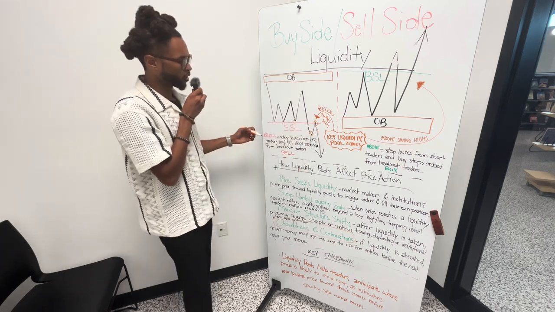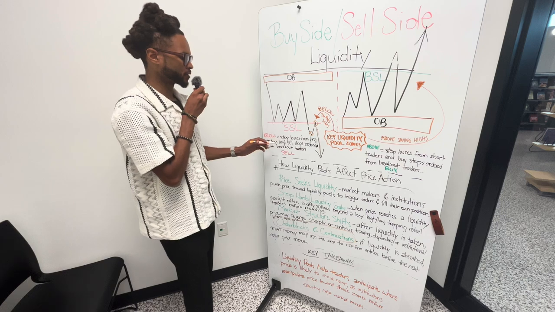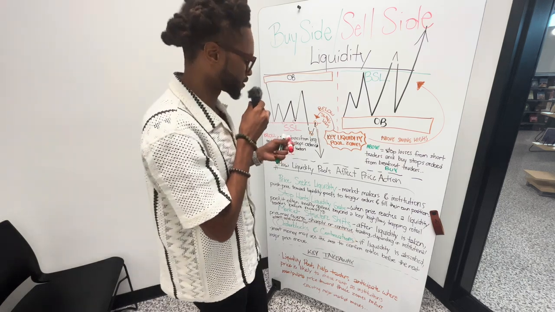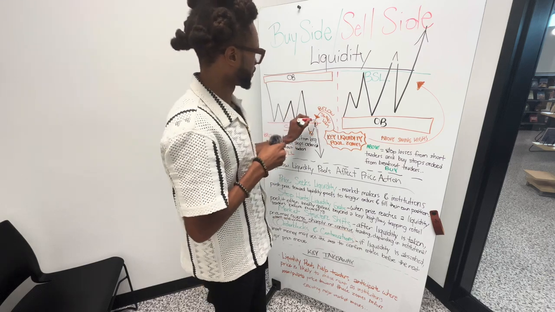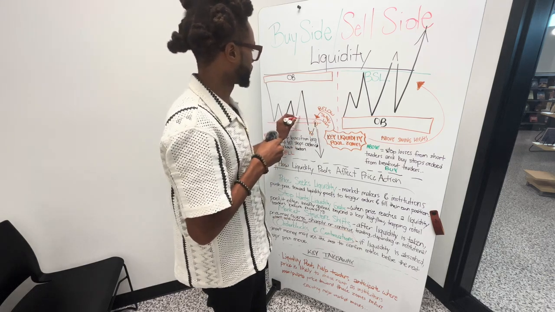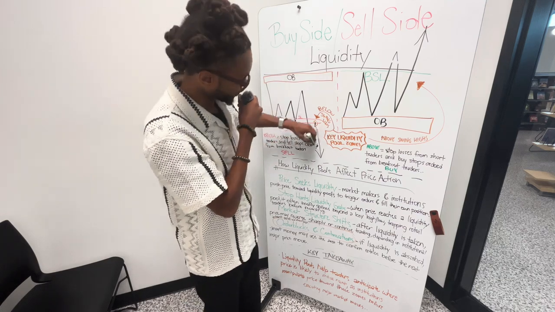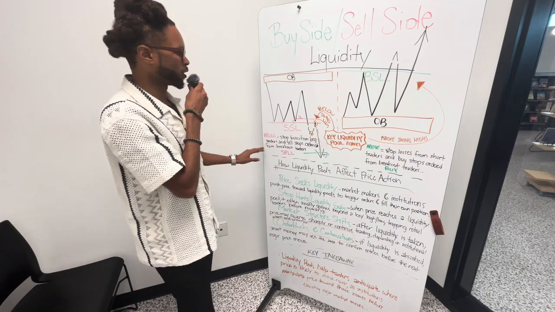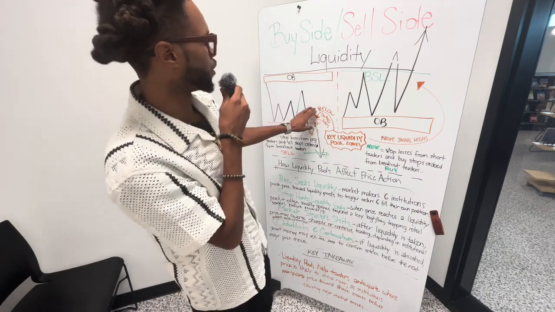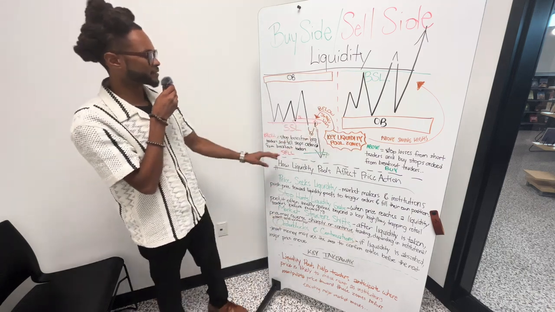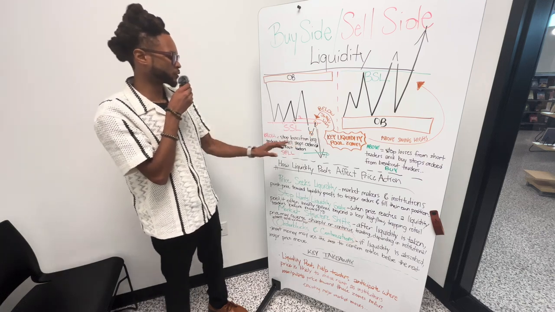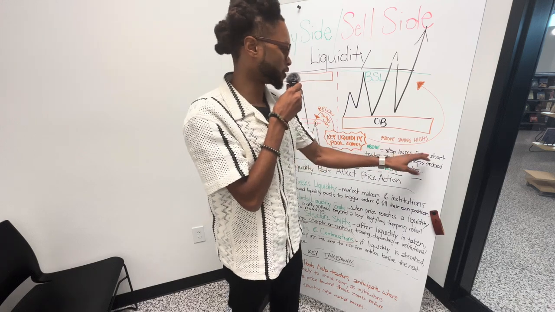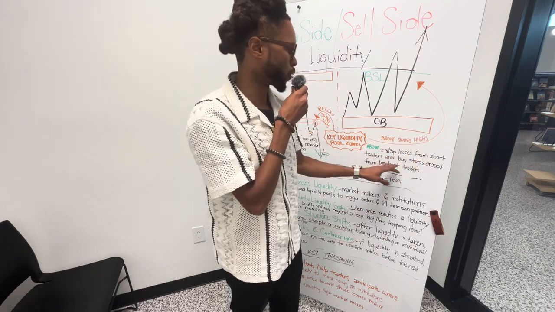So if it falls below, stop losses from long traders and sell stops ordered from breakout traders are triggered. That means we will set a stop loss here in this area and a take profit down here in this area. When I say below and above, that means below swing lows: stop losses from long traders and sell stops ordered from breakout traders. Above swing highs means stop losses from short traders and buy stops ordered from breakout traders.